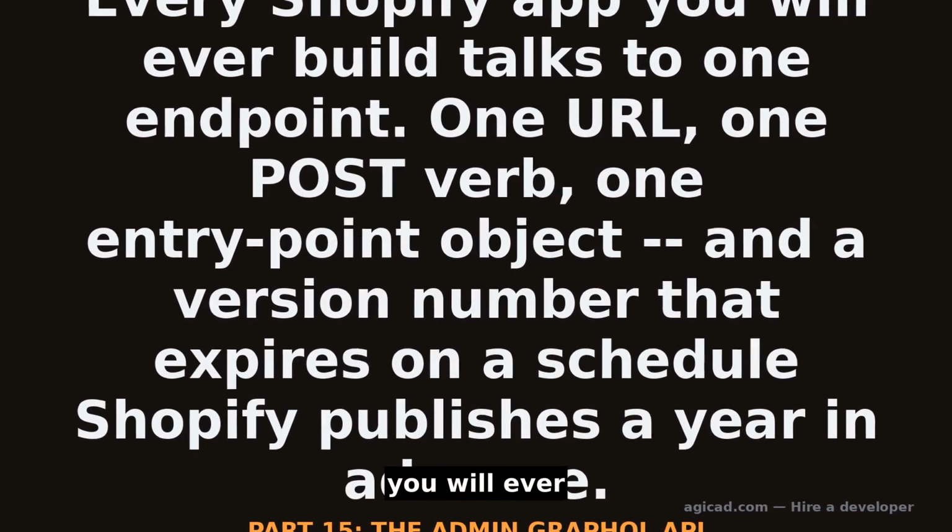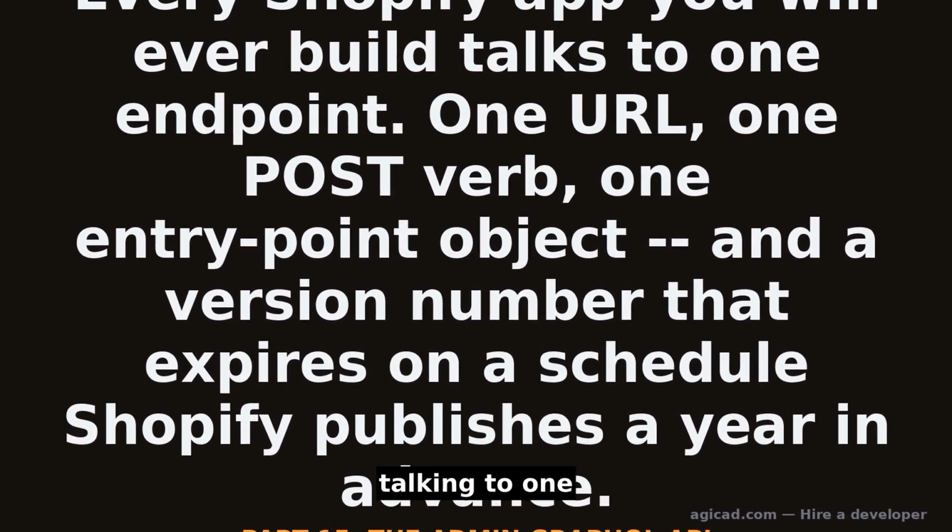Every Shopify app you will ever build ends up talking to one endpoint. One URL, one post verb, one entry point object called the QueryRoot, and a version number in the path that expires on a schedule Shopify publishes over a year in advance.